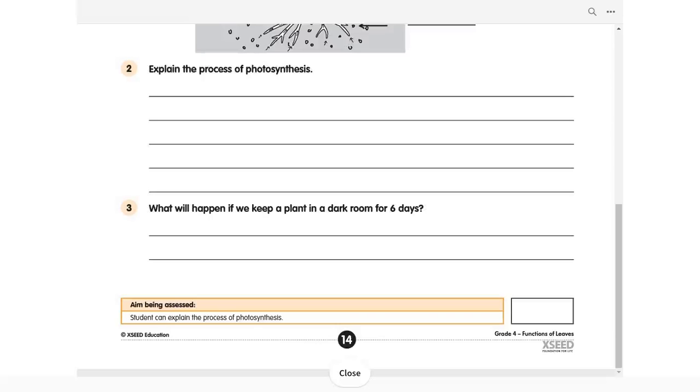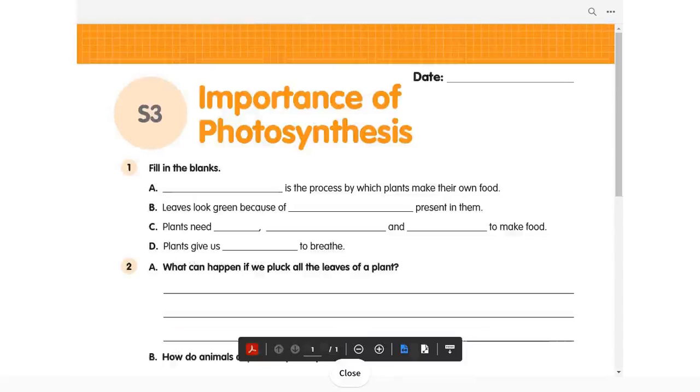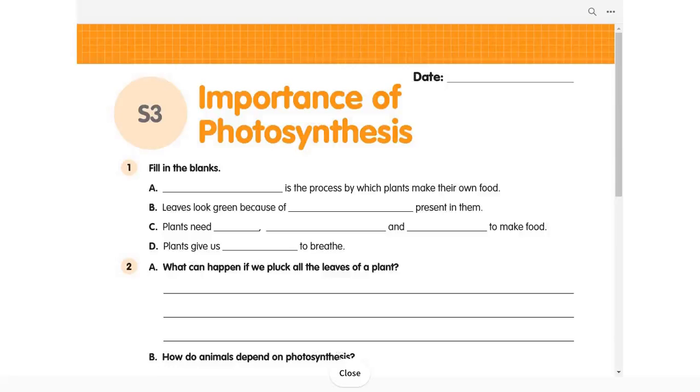Okay. Next, S3, importance of photosynthesis. First question, fill in the blanks. Question number 1A, that is the process by which plants make their own food. The answer is photosynthesis. Photosynthesis is the process by which plants make their own food. B. Leaves look green because of dash present in them. The answer is chlorophyll. Leaves look green because of chlorophyll present in them.